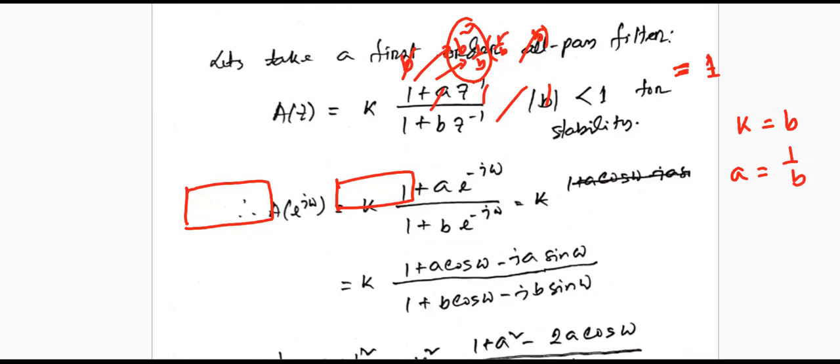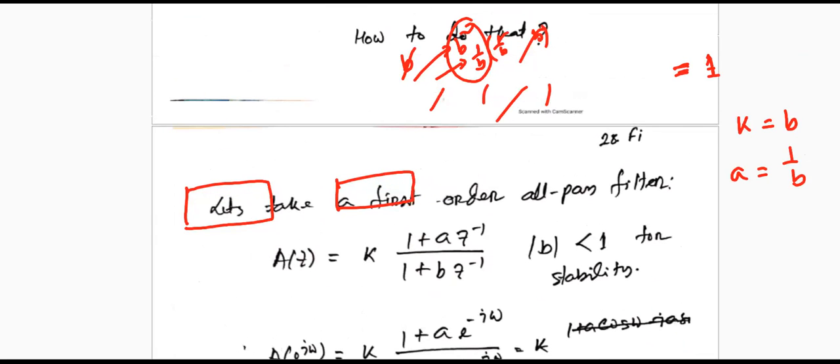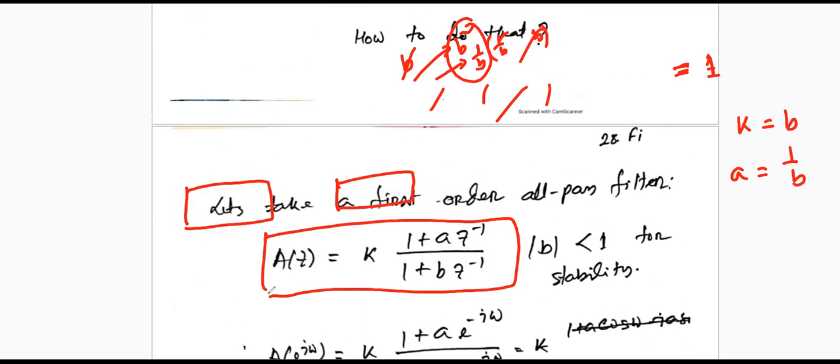to our actual equation? Yeah, this is the equation. What happened? Now put K equal to B, and A equal to 1 by B. We have 1 by B, so I can write in this way. So now A(z) is equal to K is equal to B, and 1 plus A is equal to, you can put A or B, any of those.